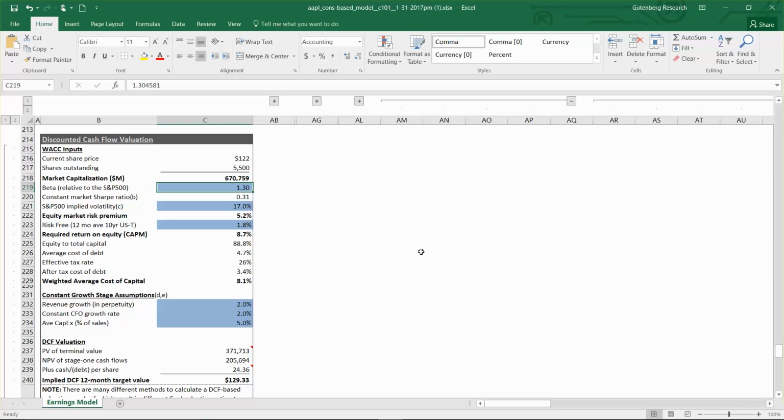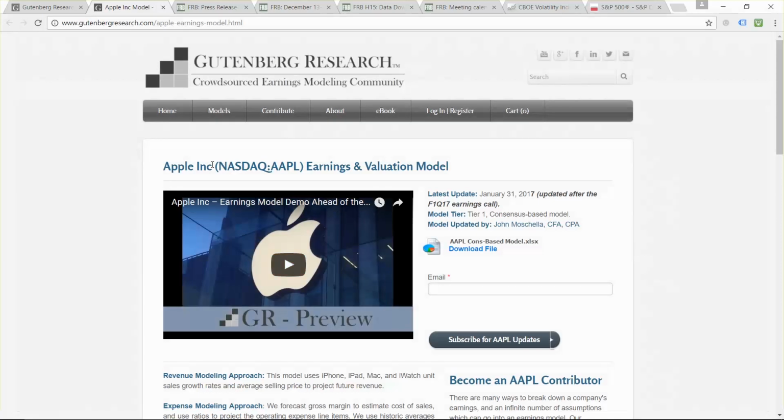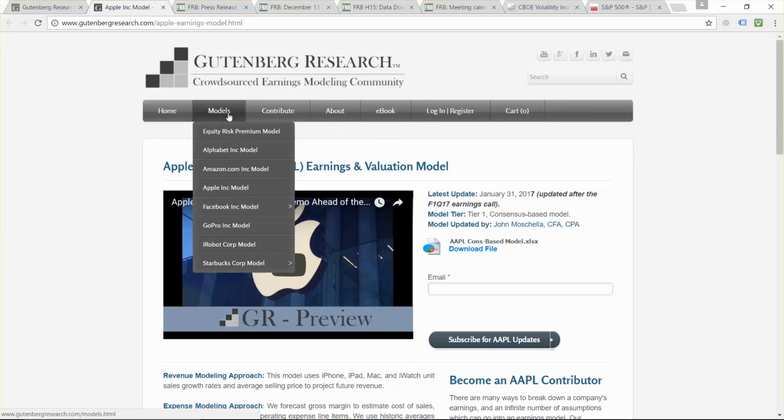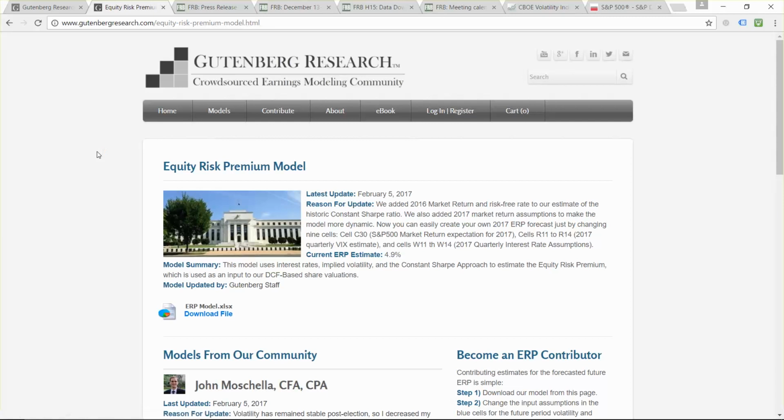So I know that's a lot to absorb in 4 minutes. So let me just walk you through exactly how this works. So let's close the Apple model, and let's go to our equity risk premium model. And you can see I always keep it at the top because it's a very important metric. It's going to have significant impact on your portfolio valuations over time. So it should really be in the forefront of your mind.